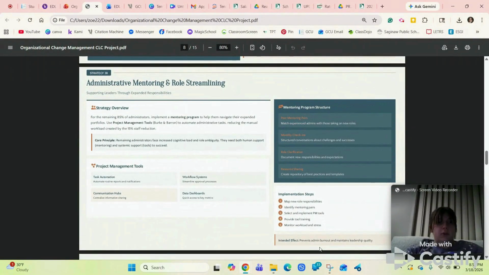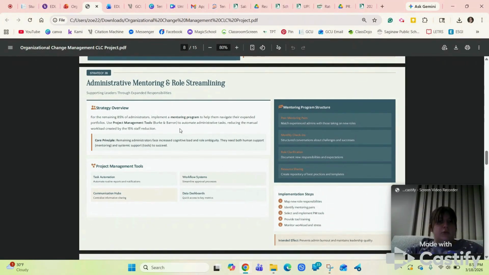Another strategy that we'll be using is administrative mentoring and role streamlining. Administrators that remain in their roles are facing an increased cognitive load due to many educators leaving the field. We'll implement peer mentoring and use project management tools to automate routine tasks.